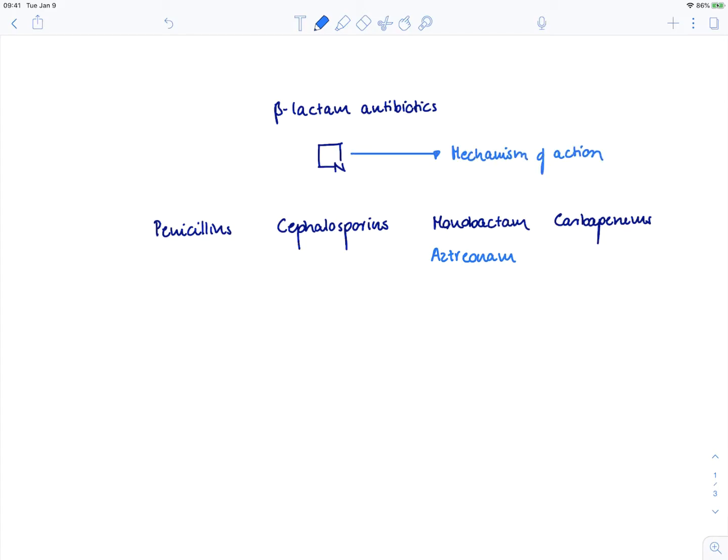And as you probably know, the beta-lactam antibiotics are cell wall synthesis inhibitors. And in order to understand their mechanism of action, we first need to look at cell wall synthesis. How is a cell wall made? And then we can see which step the beta-lactam antibiotics interfere with.